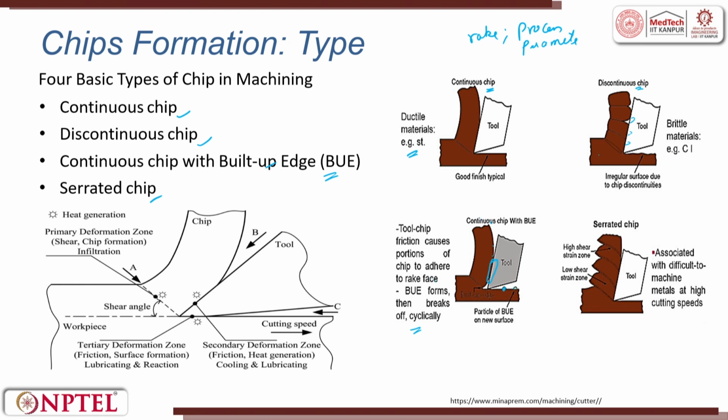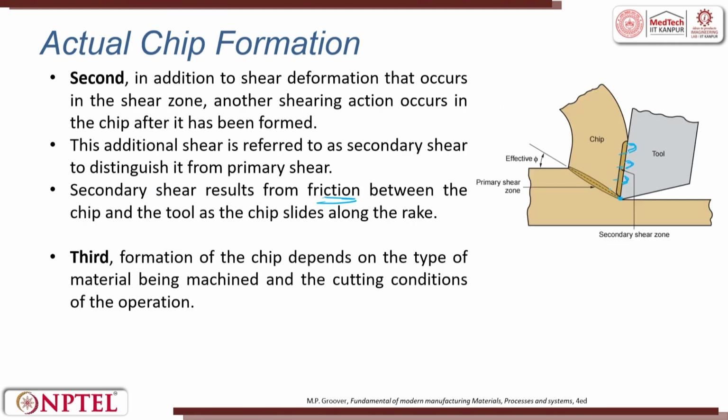The last one is the serrated chip. Serrated chips are those chips where you form an alternating high shear zone, and then the next high shear zone, and then we have a low shear zone. When there is a shear zone, the material will move through the shear zone and keep moving.